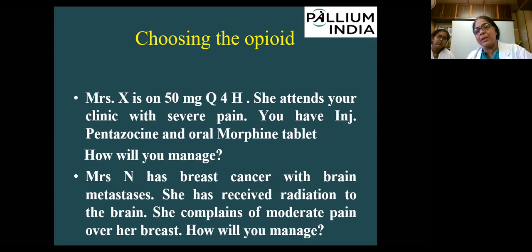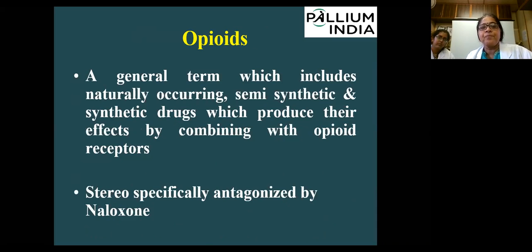That is one patient. You have another patient, Mrs. N. She has breast cancer. She has brain metastasis. She has received radiation to the brain for her metastasis. She comes to you with just moderate pain over her breast. How will you manage? Why I have put in these two slides is, over the next few slides, we will go through what the receptors of morphine are, where it acts, and then you could answer these questions. Next slide, please.